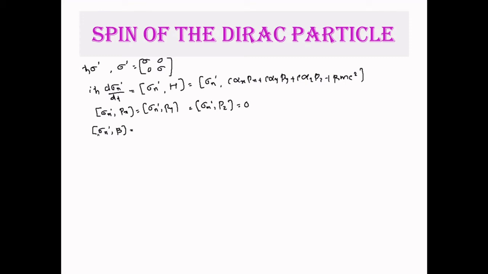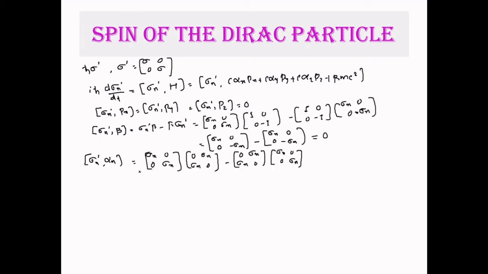Now we can calculate the commutator of sigma_x dash with beta. So its value is the matrix (sigma_x 0; 0 sigma_x) times (1 0; 0 -1) minus the same product in reverse order. When you calculate the first product, you will get the value of sigma_x square is 1. So you will get (0 1; 1 0) minus (0 1; 1 0). Its value is 0. So sigma_x dash commutes with beta.